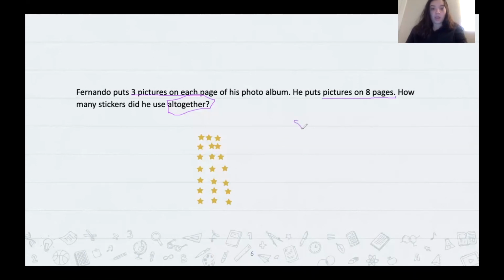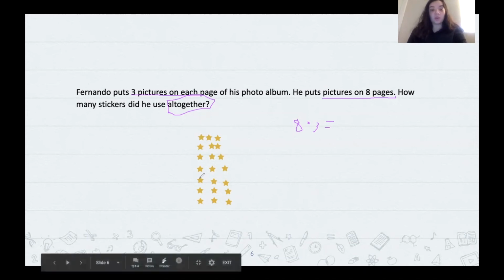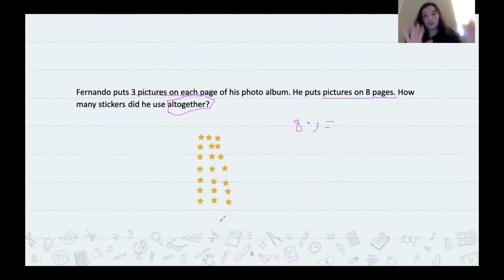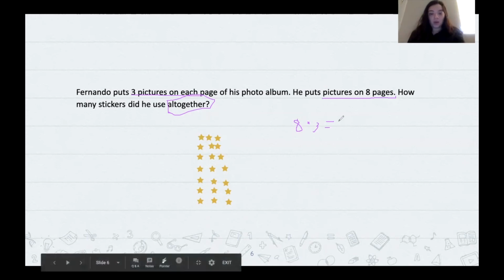So I have 8 pages with 3 pictures on each page. So how many do I have all together? And I have my array here. So I'm going to skip count by 3s to find the answer to this problem, and then I'm going to double check it by counting the number of stars in my array. So I'm going to go 3, 6, 9, 12, 15, 18, 21, and 24. So I got the answer is 24.